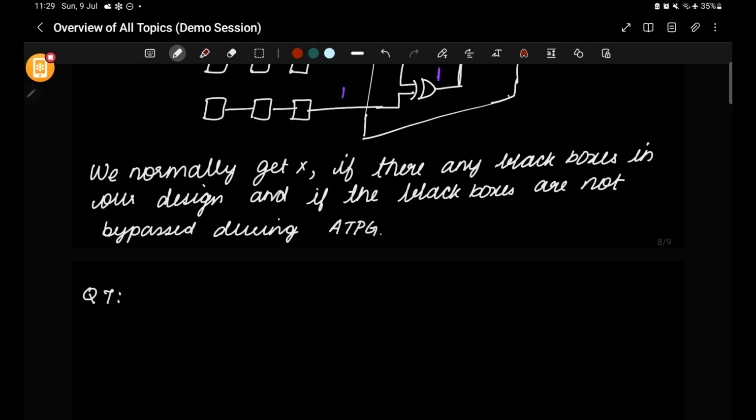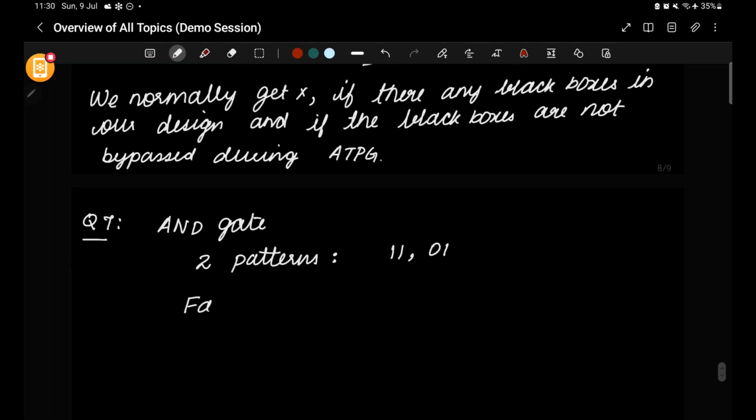Okay, so consider an AND gate, and you have been given only two patterns. So this is 1 1 and 0 1. Only two patterns are actually given for this AND gate. Now tell me, what will be the fault coverage with these two patterns? What will be our fault coverage?